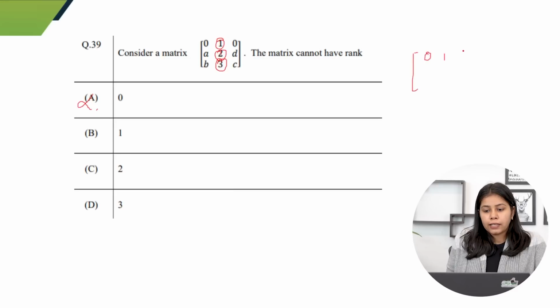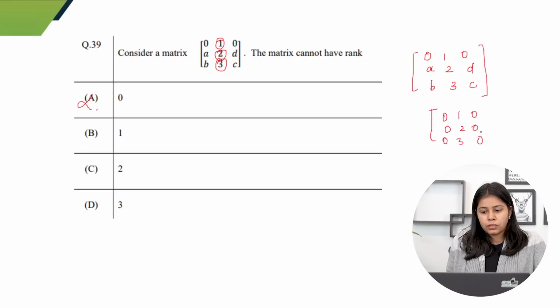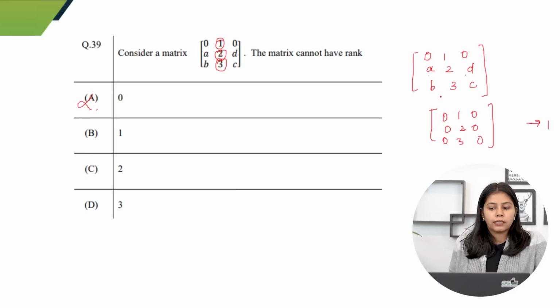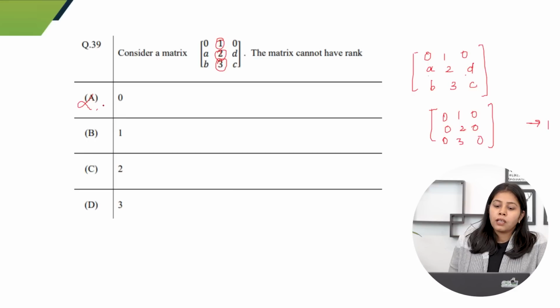Also, let's say I take the rows 0, 1, 0, A, 2, D, and B, 3, C. If I give AD, BC the value 0, we get 0 1 0, 0 2 0, 0 3 0, and you can see that you can make the 2 and 3 rows 0 with the help of this one. So the matrix can have rank 1 possible. Similarly, the matrix can have rank 2 possible as well. If you take A equal to 1 and the others B, C, D as 0, then the matrix can have rank 2. And if I take A and C non-zero and B and D 0, I can have rank 3 as well. But rank 0 is not possible. So option A is correct.